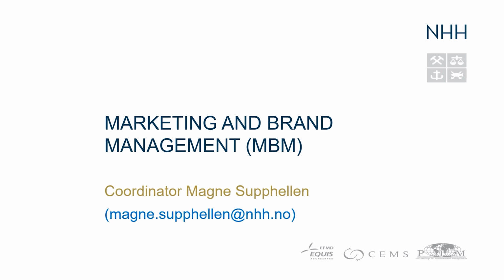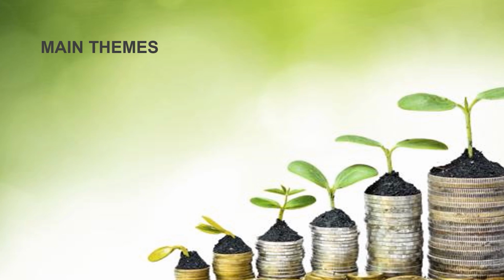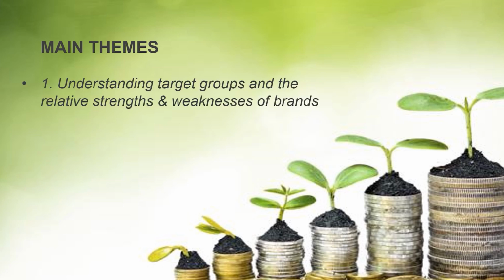I'm Professor Magne Supphellen. I'm a lecturer and a thesis supervisor on this profile. In the Marketing and Brand Management discipline, there are three main themes. The first is about analysis, understanding target groups and the relative strengths and weaknesses of brands, products, and services. It's about knowing the motives, what is important to the target group, and why they make their decisions. We also need to know how our products and services score compared to the competition from the perspective of the customers.